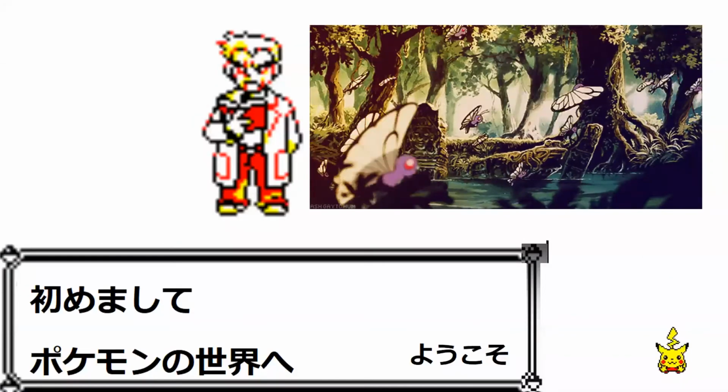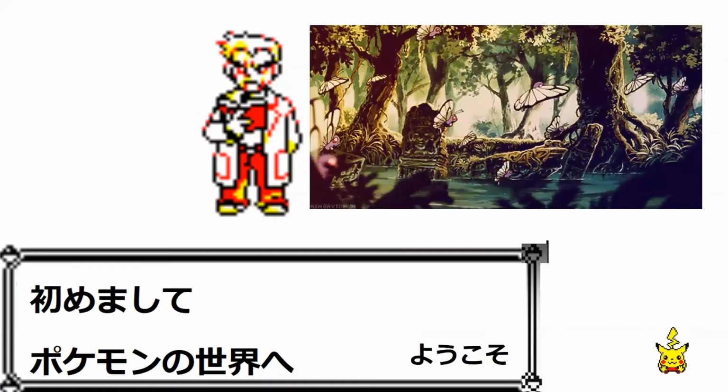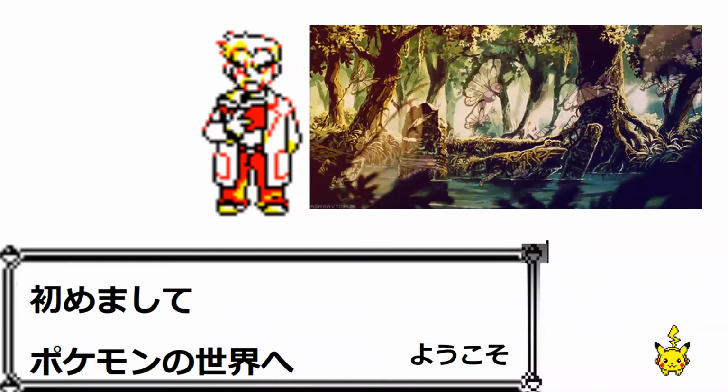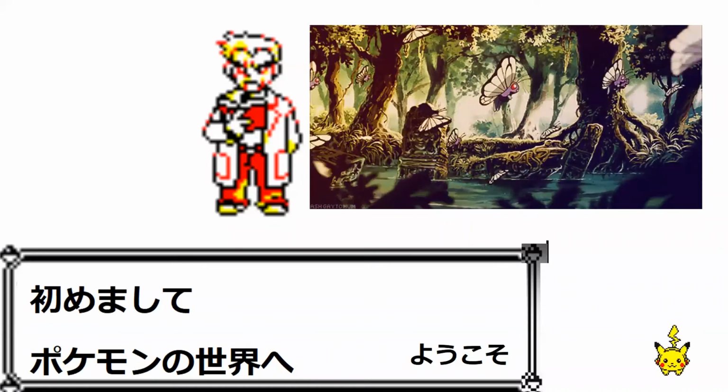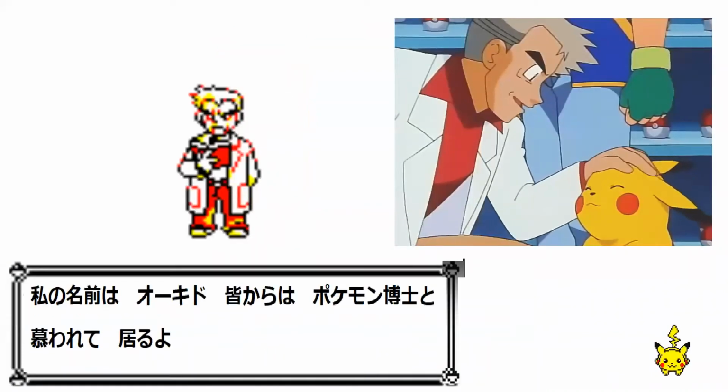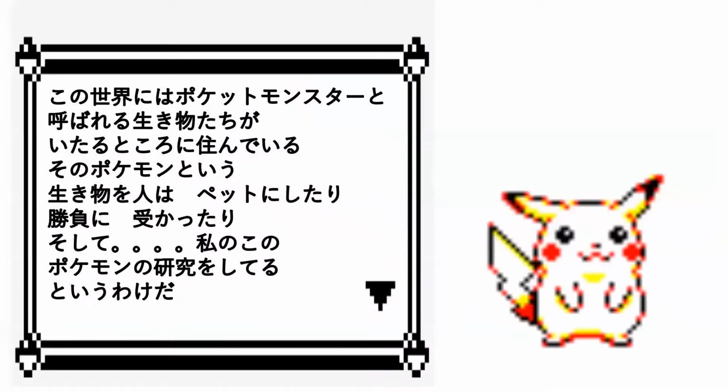Now, last time, let's have a recap. Professor Oak welcomed us to the Pokemon world. Hajimemashite, Pokemon no Sekai e yokoso. Then he also introduced himself and how he was called by people. So he introduced us and told us about what awaits us in the Pokemon world.